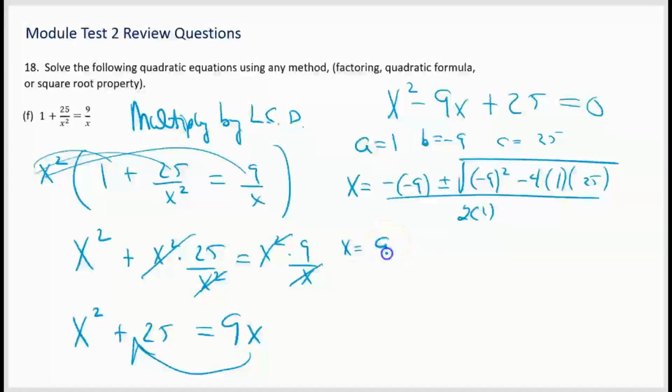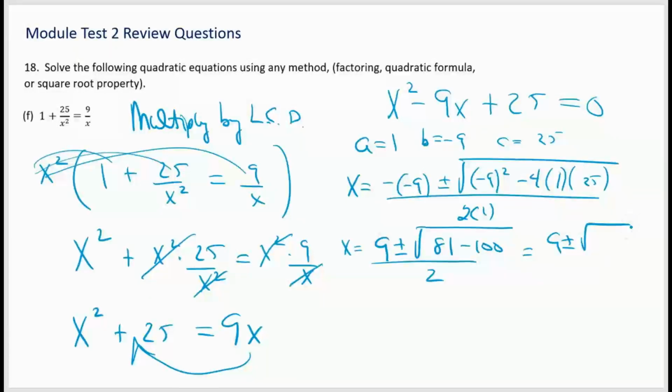I keep simplifying. That's 9 plus or minus the square root of 81 minus 100 all over 2. Which gives me 9 plus or minus the square root of 81 minus 100. That's going to be a negative number, right? It's going to be negative 19 over 2. Had to think about that. And that's going to give me x is equal to 9 plus or minus. Now, that negative under the square root means I have an i square root of 19 over 2.